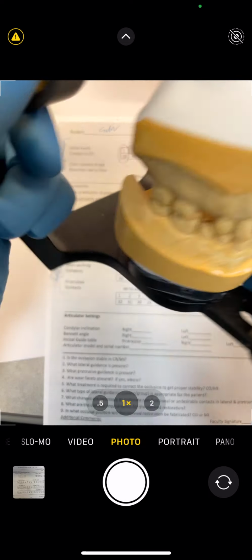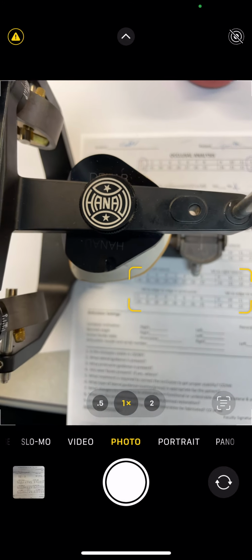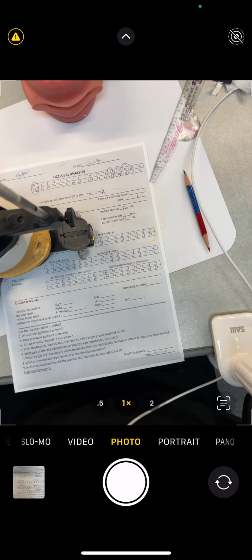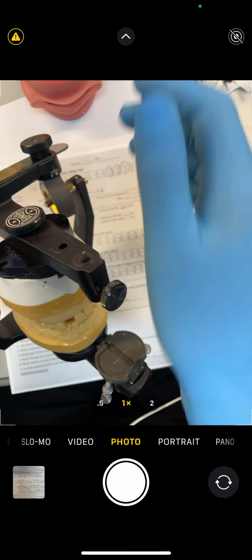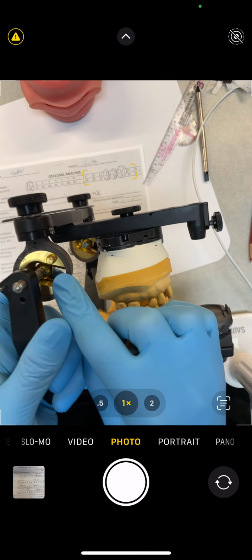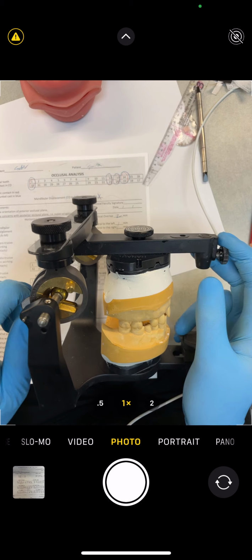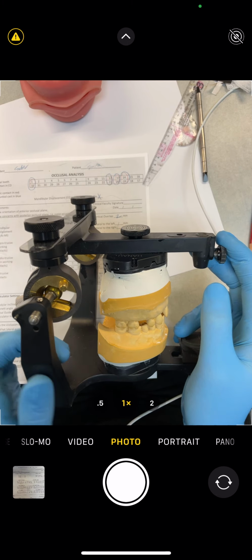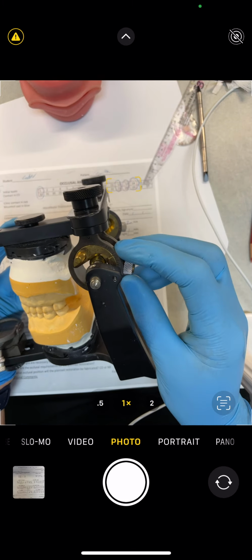So before we start checking the dynamic contact, a little bit about mounting. I'm going to take this out. When you mounted your cast, I asked you guys to change the condylar guidance angle to 25. This is how you change it from this screw, and you can set it to 25 on both sides.